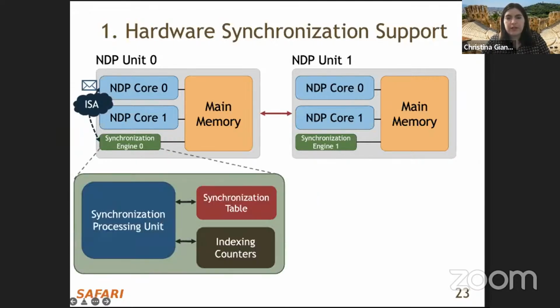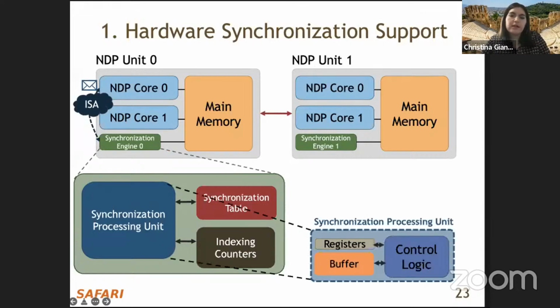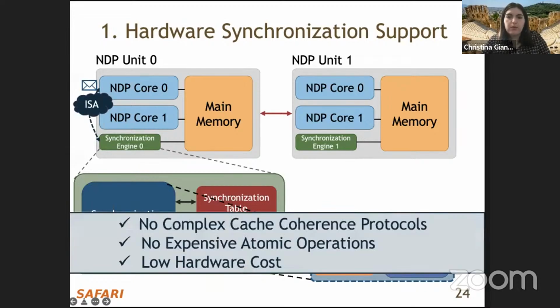A synchronization engine includes the synchronization processing unit, which in turn includes a few registers, a small buffer, and a control logic, and is responsible to process, encode, and decode messages sent through the network. With the synchronization engines, we avoid the need for complex cache coherence protocols and expensive atomic operations, and also we provide very low hardware costs.